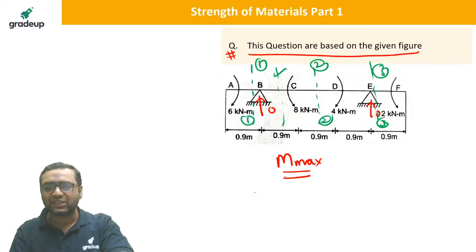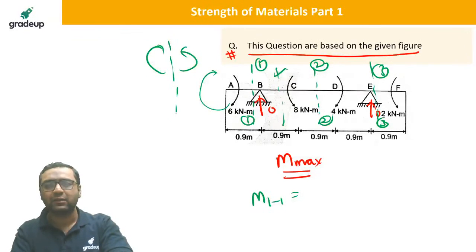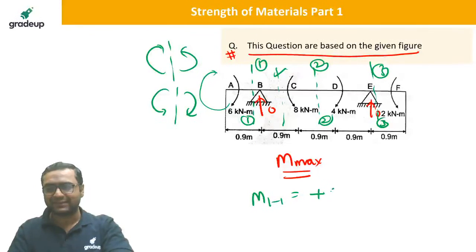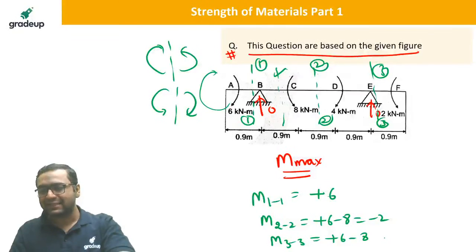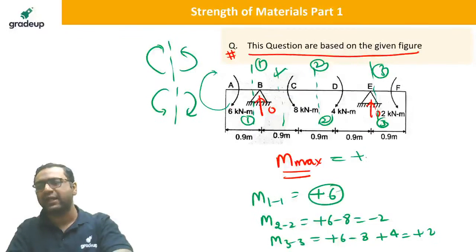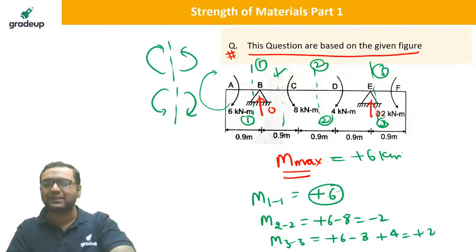If you see for section 1-1, M11 is creating the sagging moment like this, because this is positive moment and this is negative moment. So you will be writing it to be plus 6. Then when you write for M22, it will be plus 6 minus 8, which is minus 2. If you write for M33, it will be plus 6 minus 8 plus 4, which is plus 2. So the highest value is plus 6. We will see magnitude wise, plus 6 kilonewton meter is the correct one.